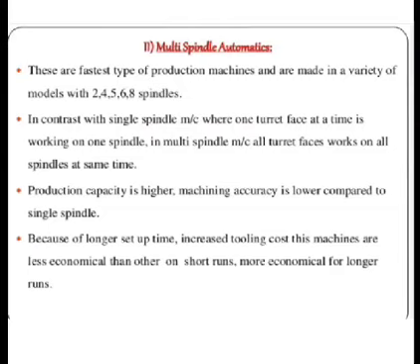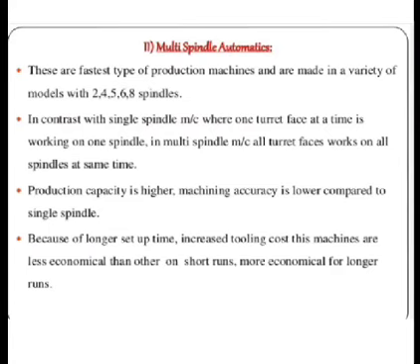The next is multi-spindle automatics. These machines are the fastest type of production machines and are made in a variety of models with 2, 4, 5, 6 or 8 spindles. More than one workpiece can be machined simultaneously by loading the workpiece on all these spindles. Each spindle is provided with its own set of tools.